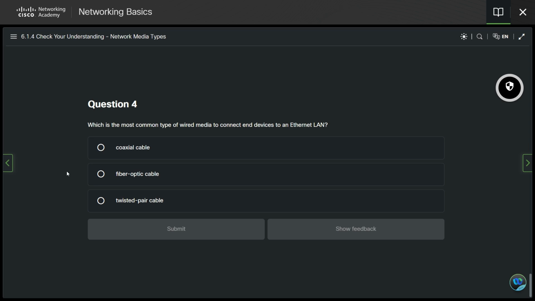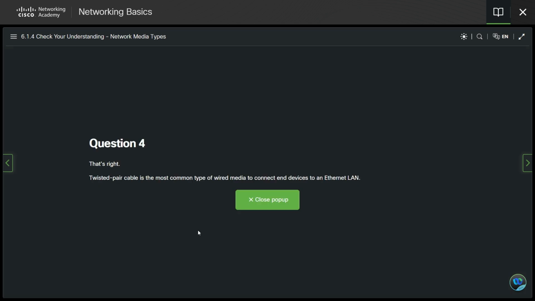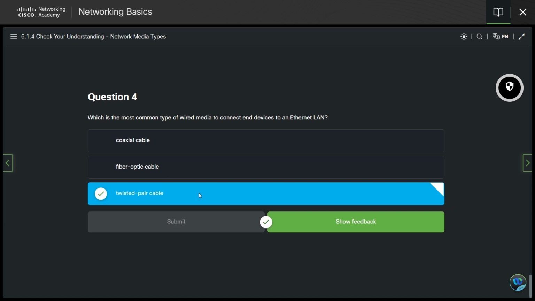And question 4. Which is the most common type of wired media to connect end devices to an Ethernet LAN? This is twisted pair cable. That's right, twisted pair cable is the most common type of wired media to connect end devices to an Ethernet LAN.